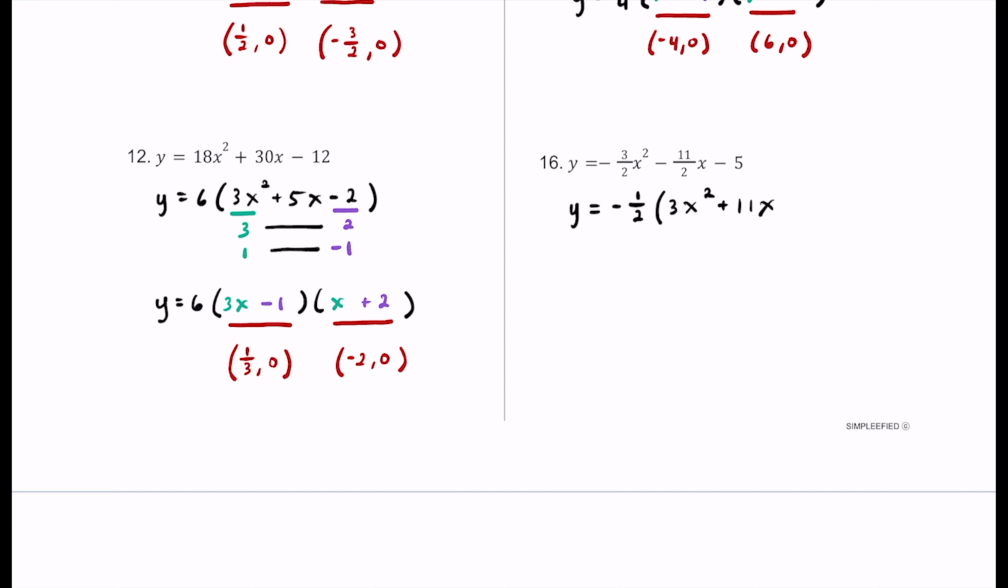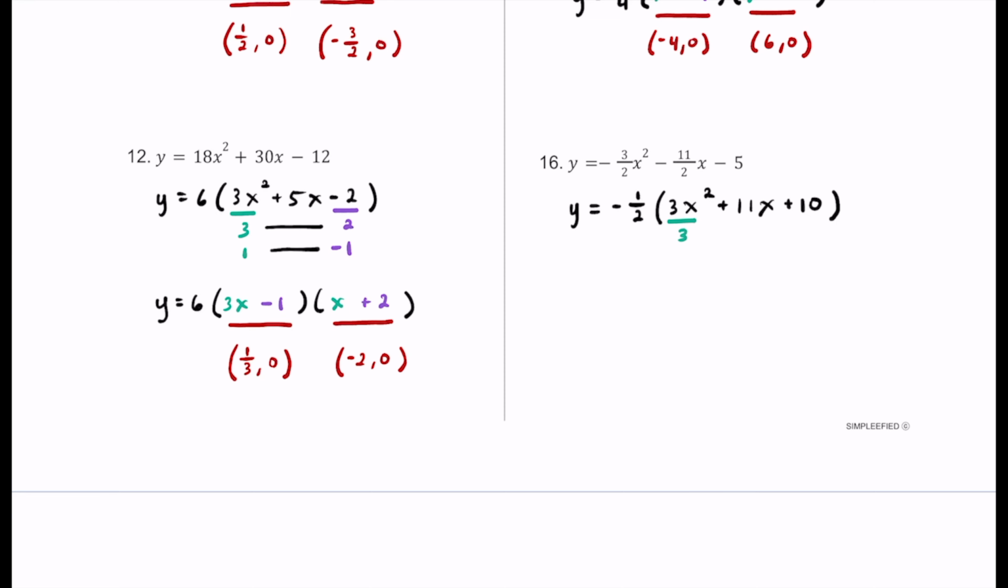And then half of what number gets you negative 5? Well, I think that's just 10. All right, so let's just double check this real quick. If you multiply these, you get negative 3 halves, which is what you want, right? If you multiply these ones, you get negative 11 halves, which is what we wanted. And what's negative half of 10? Well, half of 10 is 5, so negative half would be negative 5. So if you factor out a negative half, this actually works out quite nice, okay?